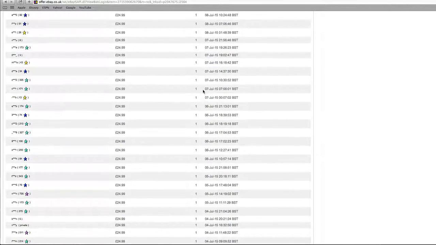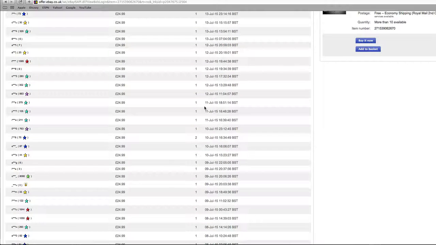6th they have sold quite low. 7th they have sold decent enough. And we're talking about the items that you want to sell about 15. The first variation you want to sell about 15 a day.